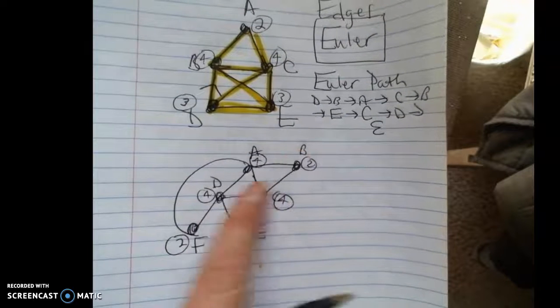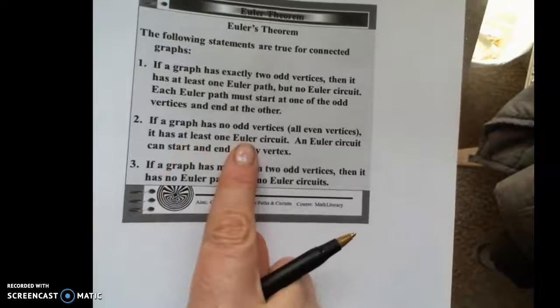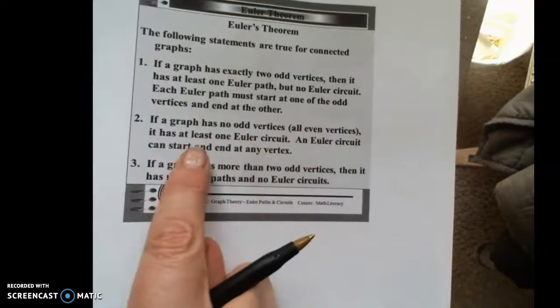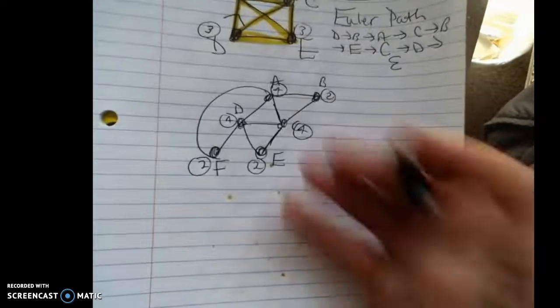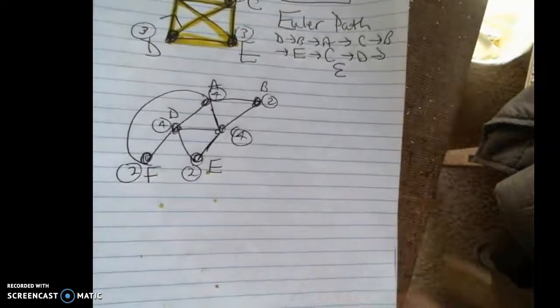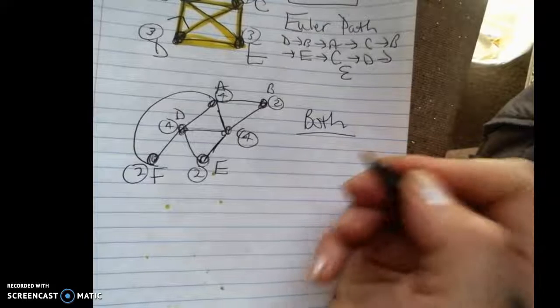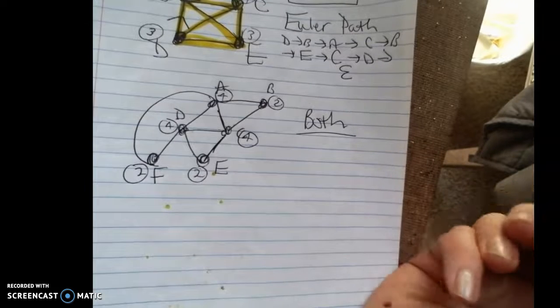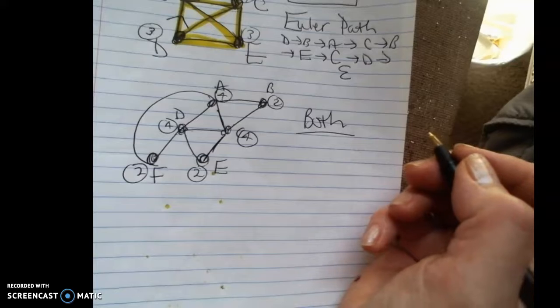Okay, so hopefully you found the degree of every vertex. And if you look, you have no odds. So it says if a graph has no odd vertices, all even, then it has at least 1 circuit. Now, notice if you have a circuit, you automatically have a path, because a circuit is above a path. So if you have a circuit, you really have both on this one. Because if you have a circuit, you obviously did more than you should have, so you have a path as well.